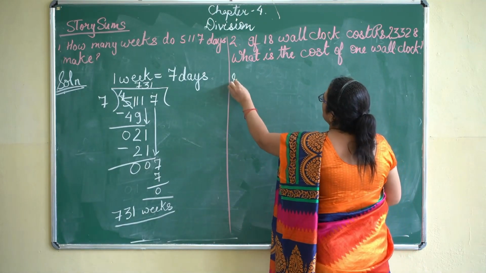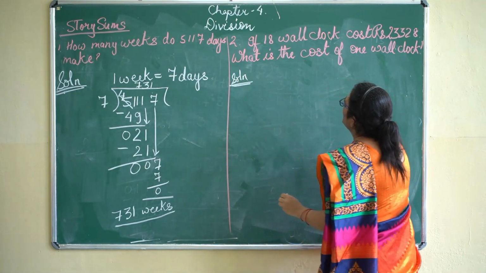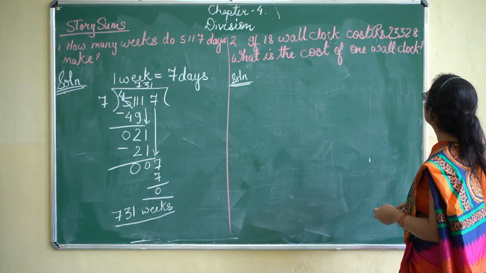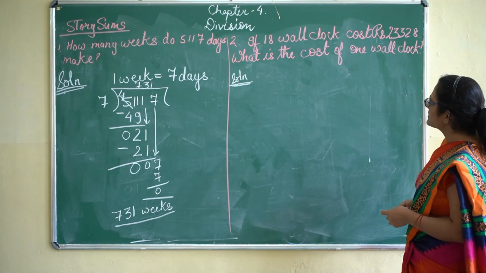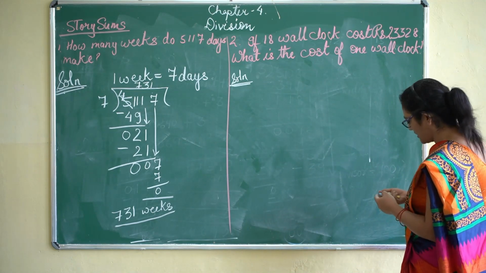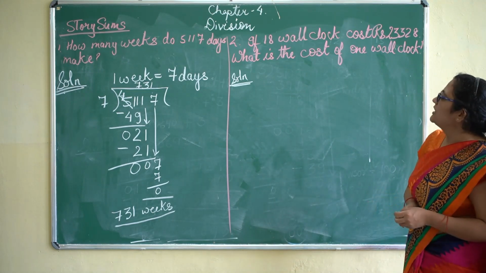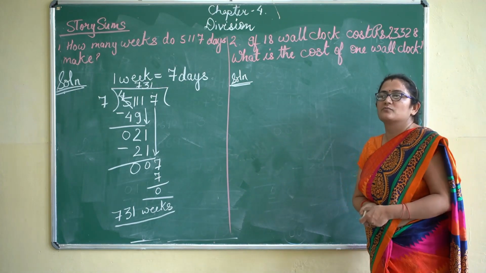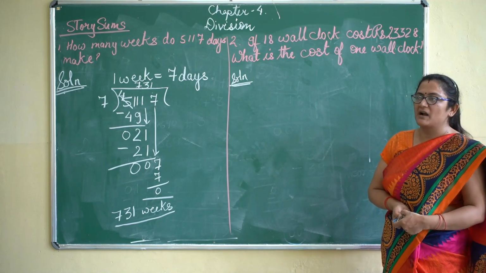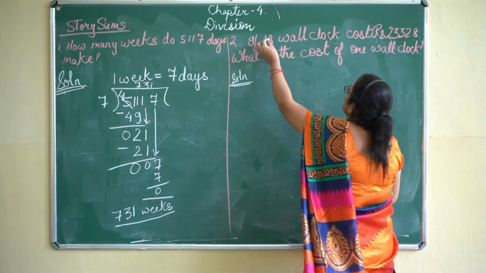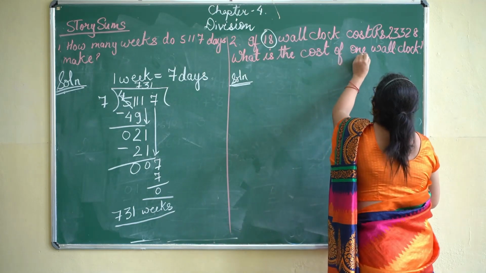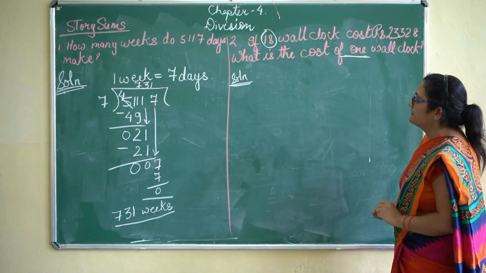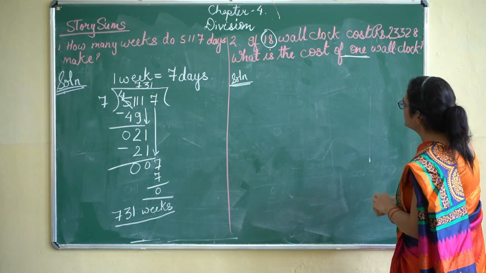That is question number 2. What is the question? If 18 wall clocks cost rupees 23,328, what is the cost of 1 wall clock? In multiplication, I told you that if 1 is given and you have to find the cost of more, what will we do? Multiply. But now here it is given for more and we have to find for 1. So for 1, what will we do? Divide. Okay.